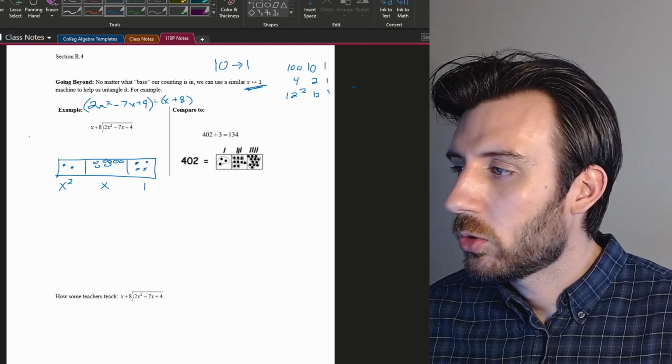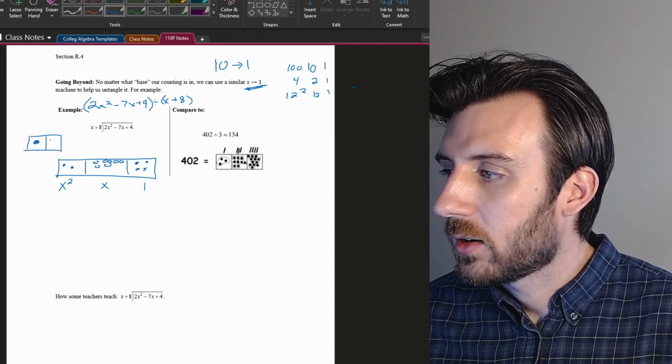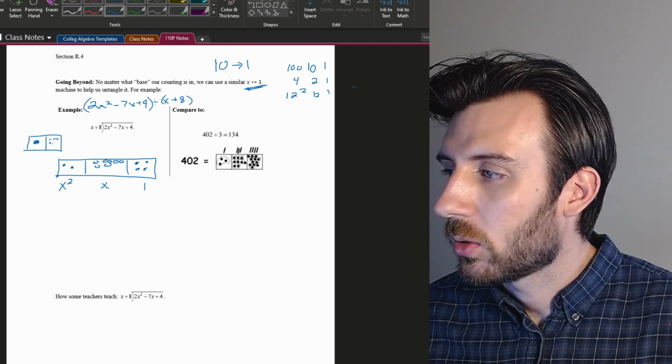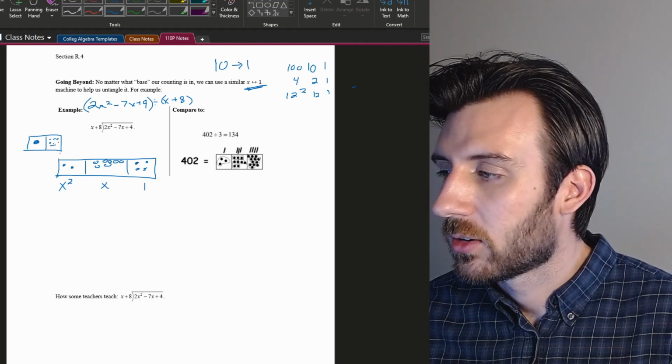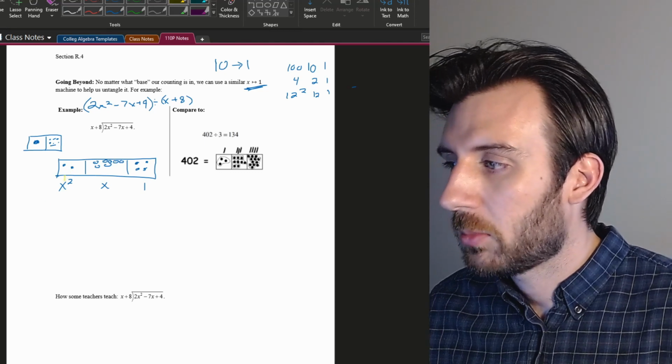And I'm trying to find groups of x and 8. That would be 1x and 8, 3, 4, 5, 6, 7, and 8. So now let's go through and see how we would do that division using our x to 1 machine.